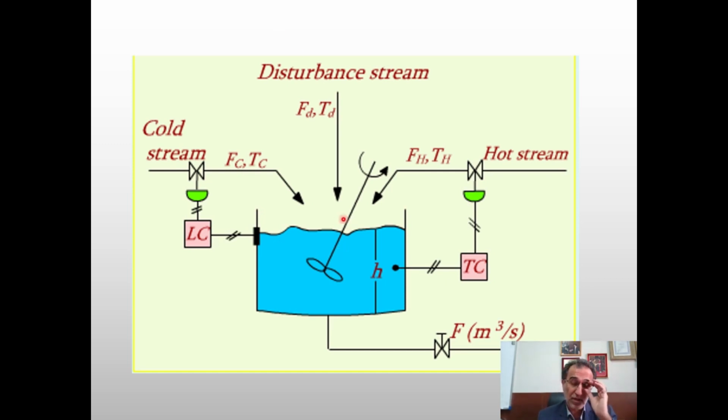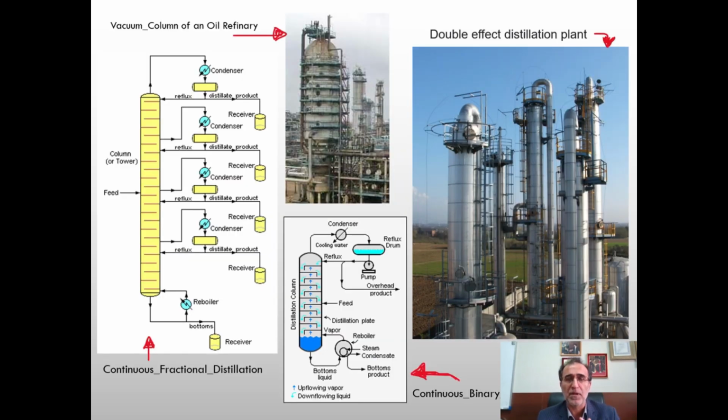Here there are also some disturbances. Any improvement to the level control loop will affect the temperature control. Any improvement in the temperature control will affect the level control. So how should we deal with this problem? But let's see another example.